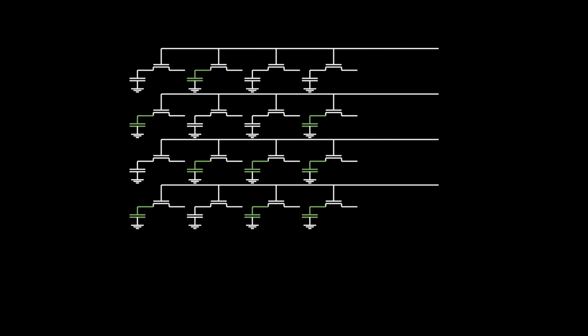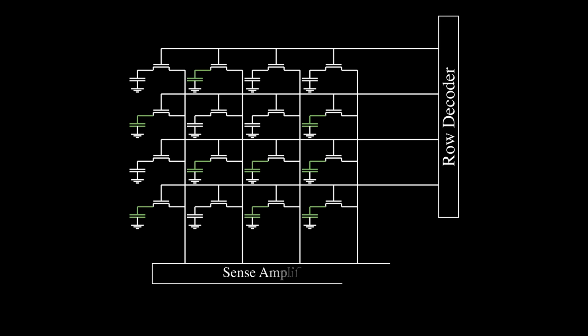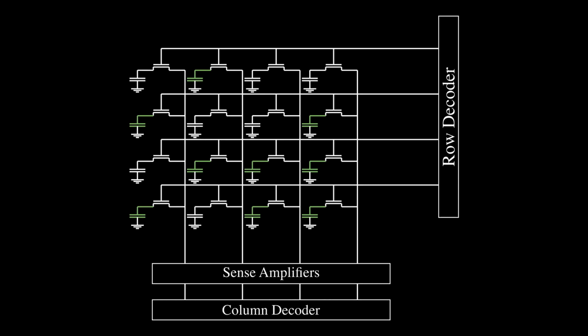Those memory cells are arranged in a rectangular grid called a memory array. The bases of each transistor are connected using word lines, the outputs are connected to the bit lines, the word lines are controlled by a row decoder, the bit lines are connected to the sense amplifiers, and those sense amplifiers are controlled by a column decoder. Finally, everything is connected to the data input and output line.